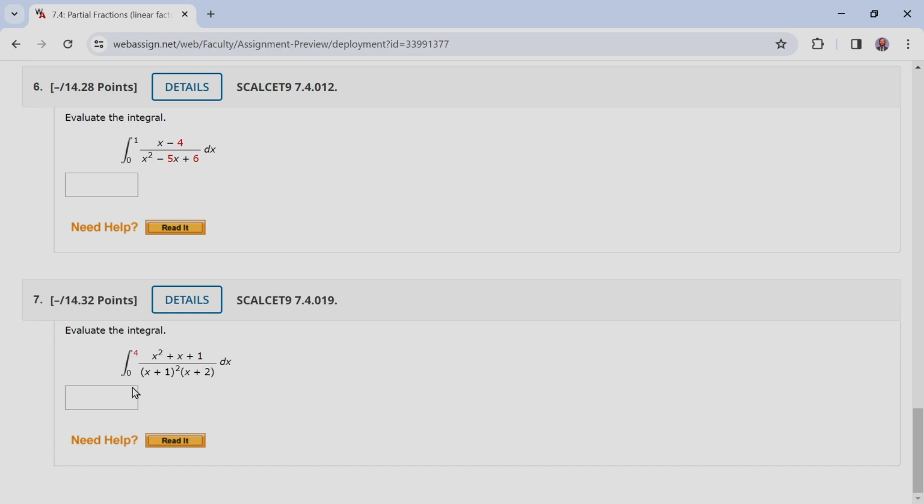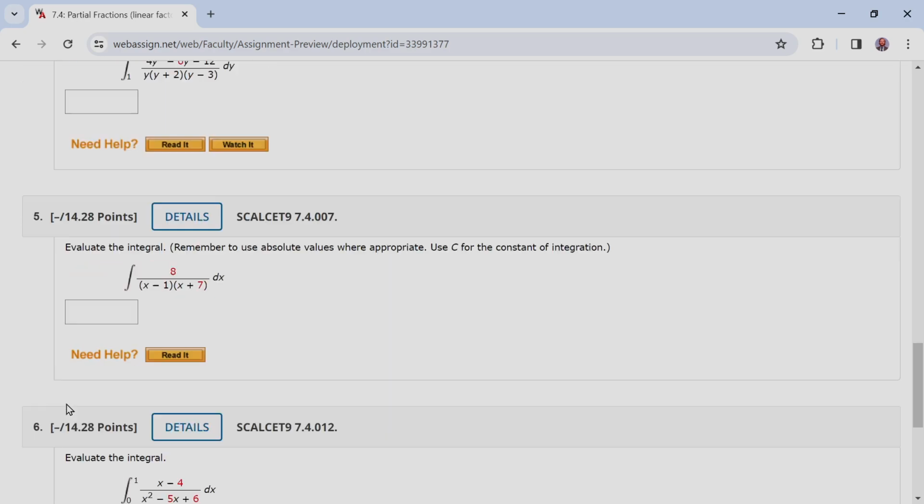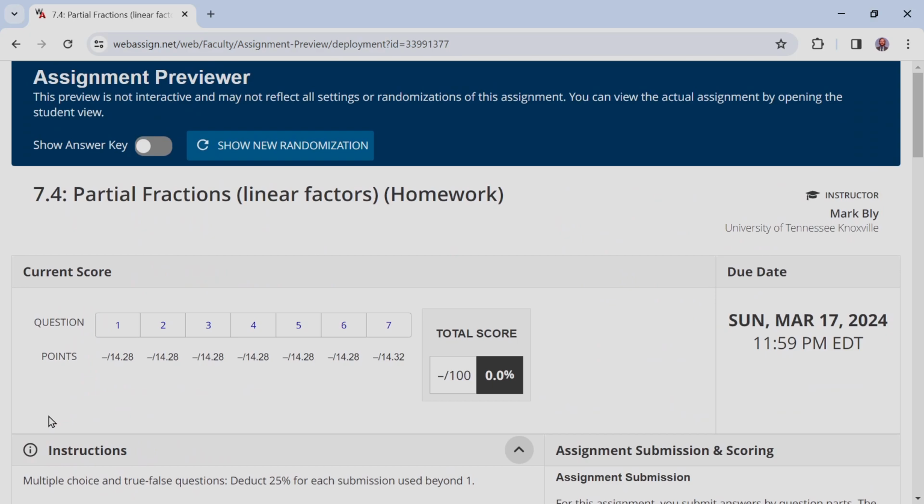Because we're not using substitution here, there's really no shortcut in this method. We just got to take it one bite at a time. But yeah, that's it. That's the extent of the homework exercises, and hopefully this video can be helpful.